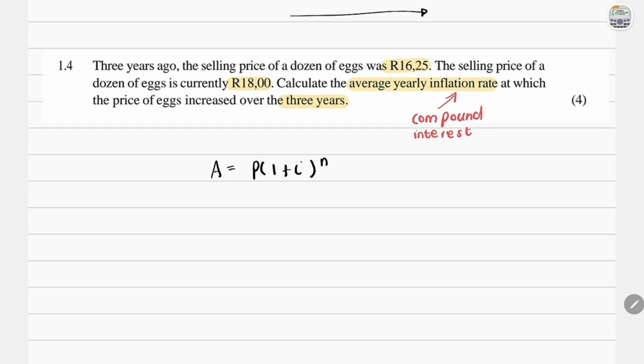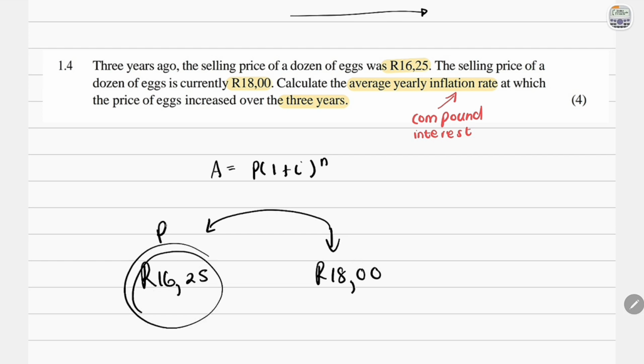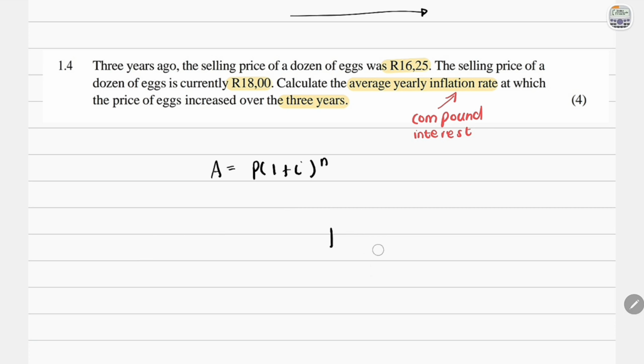They say 3 years ago. Okay, so from now, 3 years ago, the selling price of a dozen of eggs was this. It used to be 16 Rand 25 cents. And then now the selling price is 18 Rand. So you can see that it grew from this amount to 18, meaning this is the amount we started off with, P, our principal amount, and this is the amount it accumulated to, which is 18 Rand. Okay, so we know what A and P are.